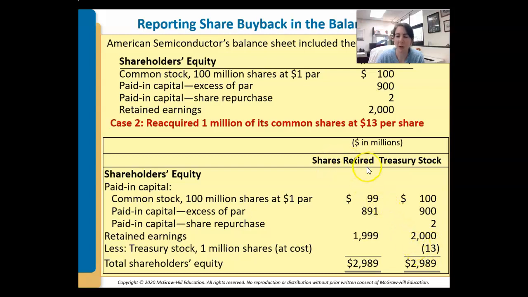However, if you went the other way and you retired it, remember it took that $2 away. We took away the stock for the ones that we returned. We took away the paid-in capital in excess of par. We got rid of that 2 entirely, and we took away 1 from retained earnings, and we wouldn't have any treasury stock. So that's ultimately what it would look like if we went with that retired route.